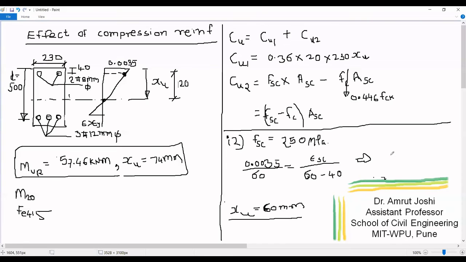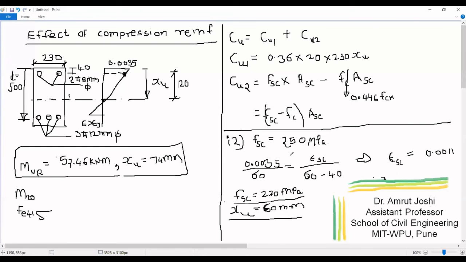epsilon SC to be equal to 0.0011. For this, the value of stress in steel is equal to 270 MPa, which is now slightly different than the value of FSC that we have assumed.